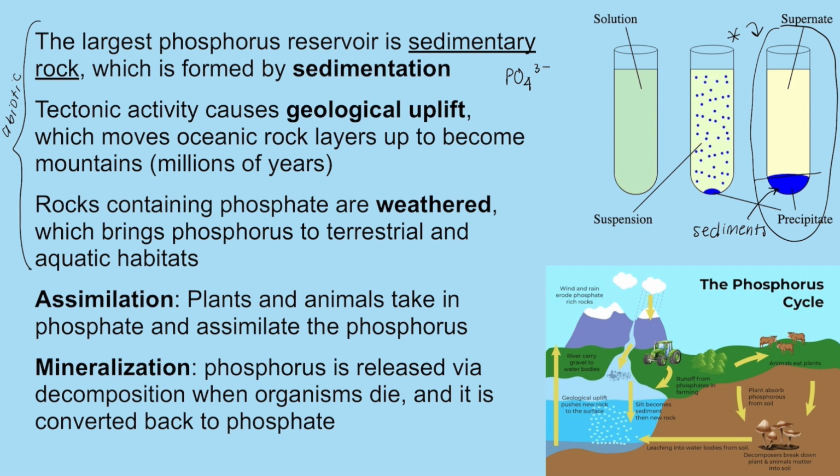And the largest reservoir for phosphorus is sedimentary rock, which is formed by high pressures due to water overlying these sediments. Those high pressures compress the sediments and form sedimentary rock. So tectonic activity causes geological uplift, which moves oceanic rock layers up to become mountains. So this takes millions of years, but basically if we look at this diagram at the bottom, we have these sediments right here, phosphate sediments.